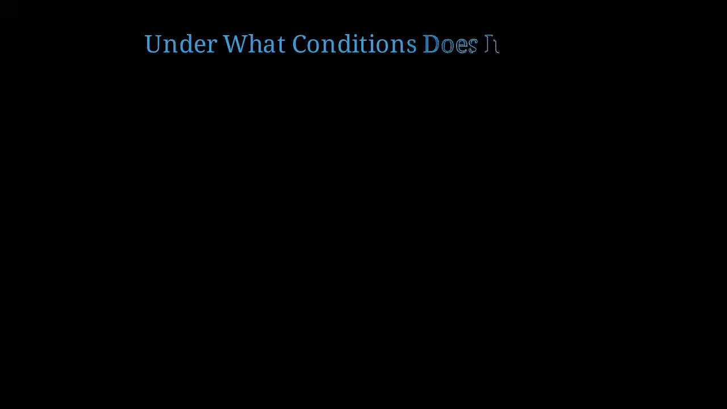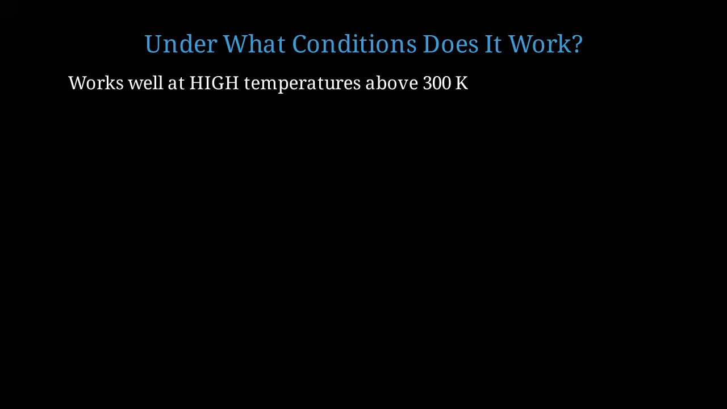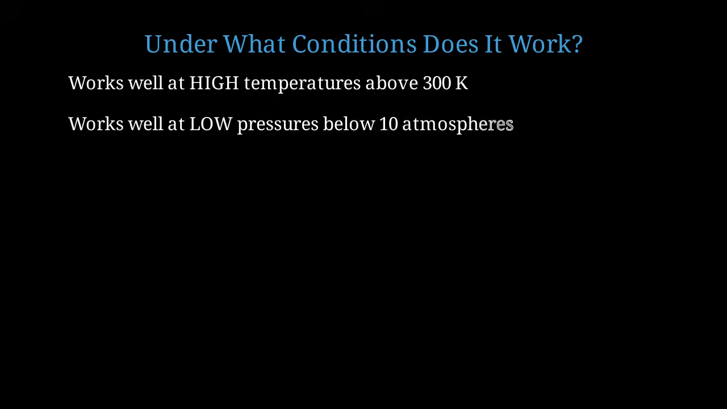So when does the ideal gas law actually work? It works beautifully under certain conditions. It works well at high temperatures, typically above 300 Kelvin, or room temperature. At high temperatures, molecules move very fast. It also works well at low pressures, below about 10 atmospheres. At low pressures, molecules are far apart.